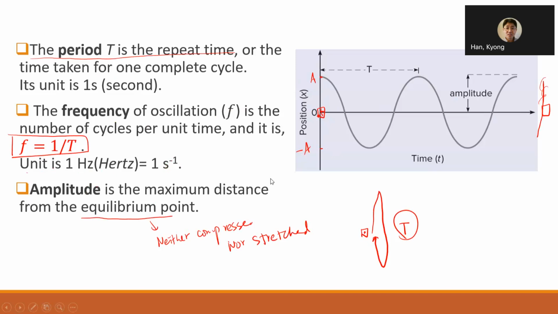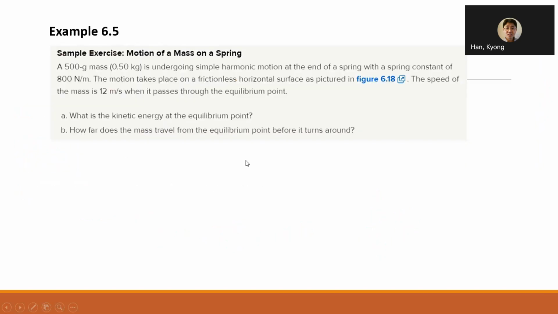We studied this one, now I want to solve a question. A 500 gram mass is undergoing simple harmonic motion at the end of a spring with spring constant k equal to 800 newtons per meter. Its mass is 0.5 kilogram. The speed of the mass is v equal to 12 meters per second when it passes through equilibrium.